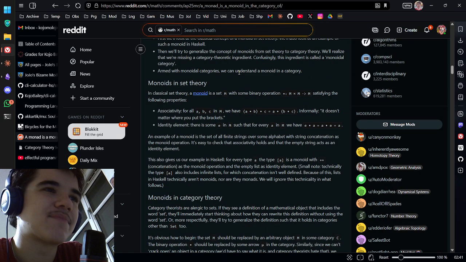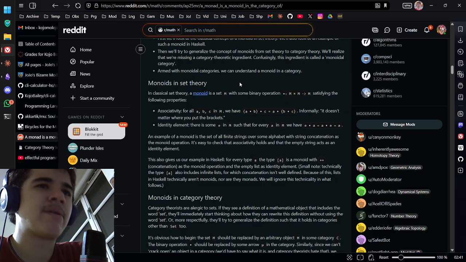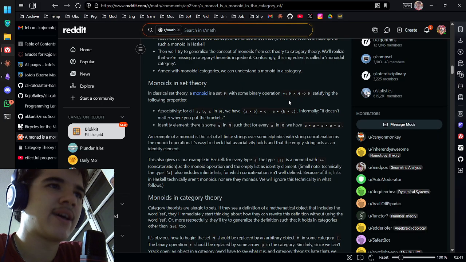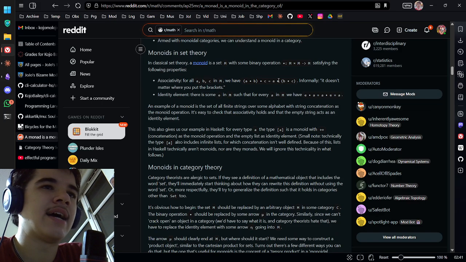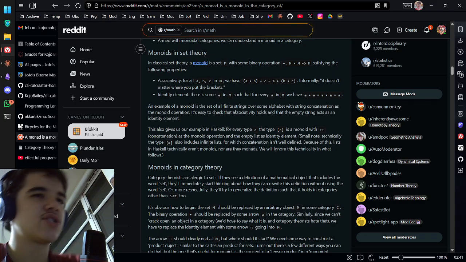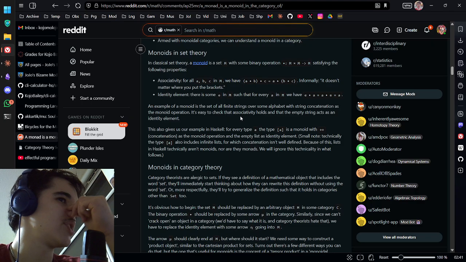and then with that we can understand a monoid in a category. So in classical set theory, a monoid is a set M with some binary operation satisfying the following properties. So there's associativity and the identity. So is this not the composition? Composition. An example of a monoid is the set of all finite strings over some alphabet with string concatenation as the monoid operation.